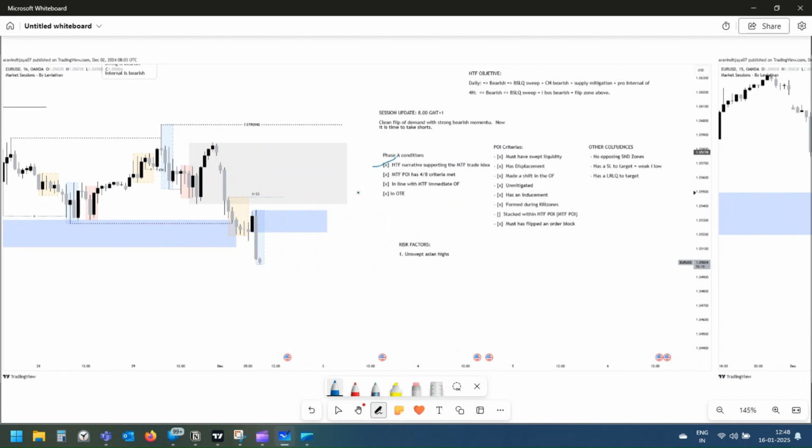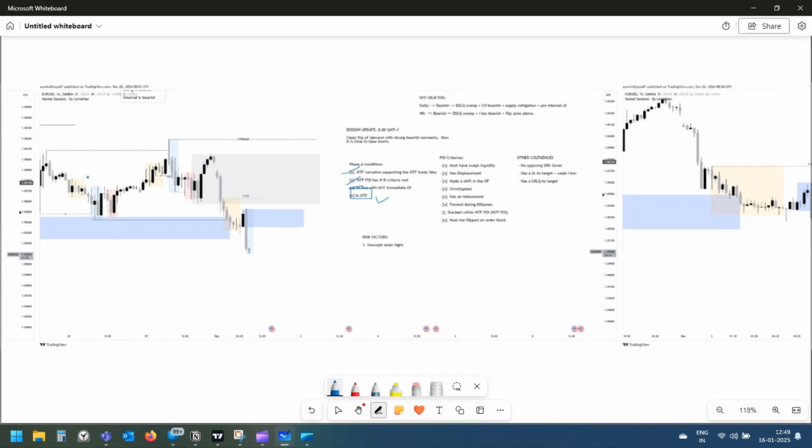High time frame is supporting the medium time frame idea, definitely. And the medium time frame POI has more than 4 out of 8 criteria being met, and it is in line with the medium time frame order flow, and it is an OTE. I think this box needs further clarification, because the price is in an OTE, but which OTE? Whether it is the swing structure OTE or the internal OTE. If it is the swing structure OTE, then this box has a tick. But if it is the internal structure OTE, then this box cannot be ticked.